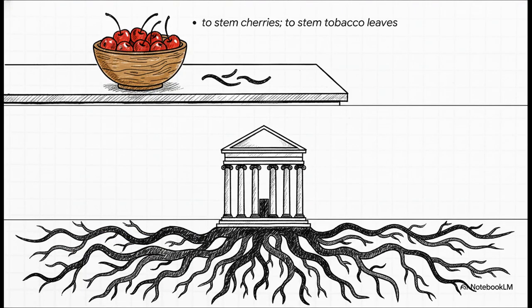Just look at these two examples side by side. To stem cherries is a simple thing you do in the kitchen, but saying the current crisis stems from politics, well, that uses the exact same plant-based idea of origin and growth to explain something incredibly complex. That's an amazing leap in meaning.